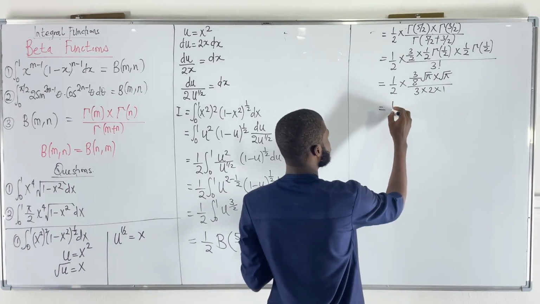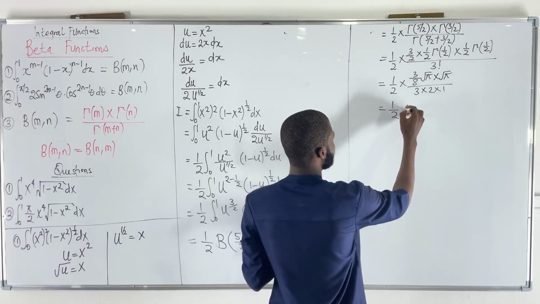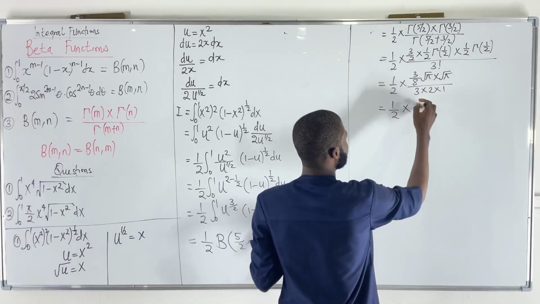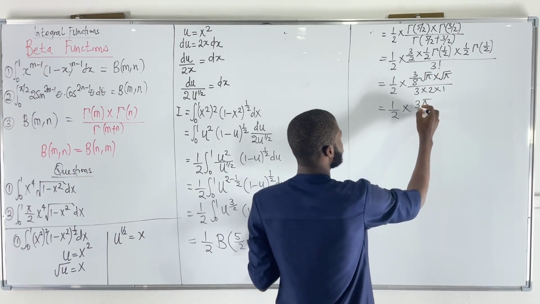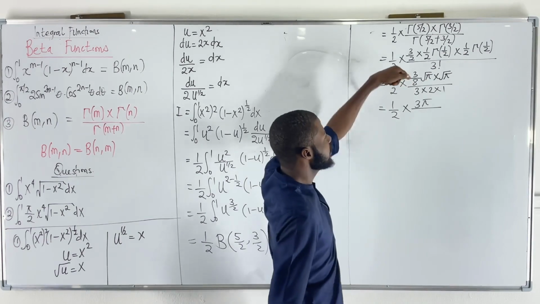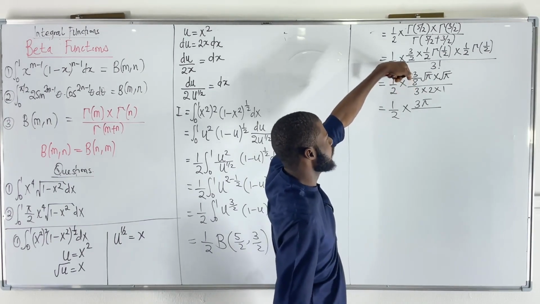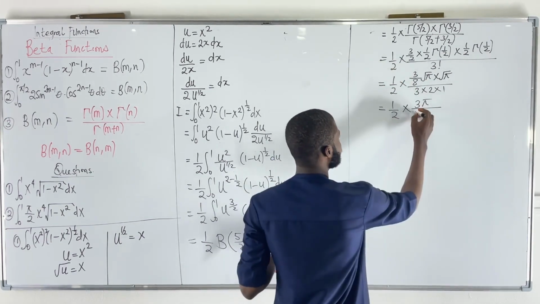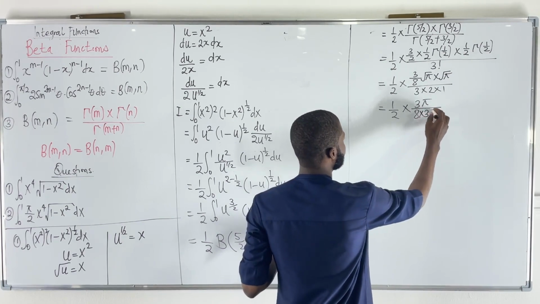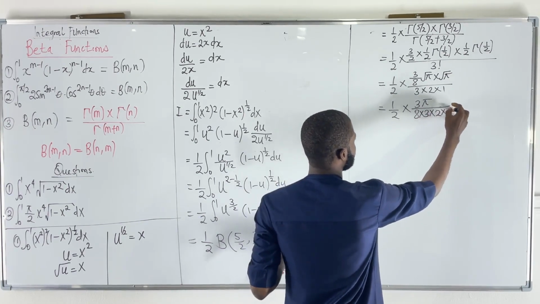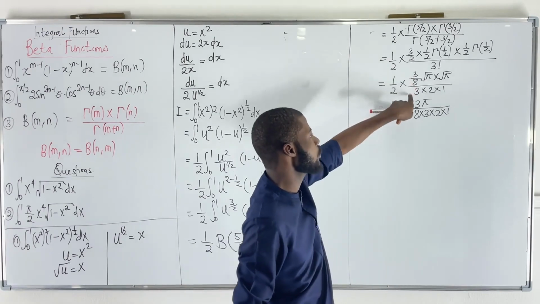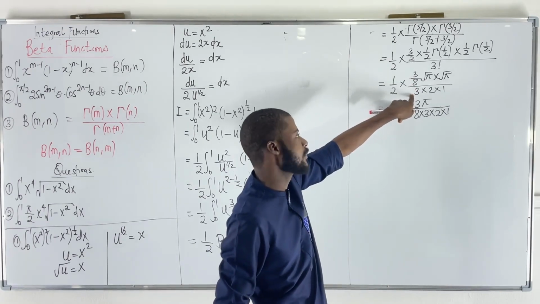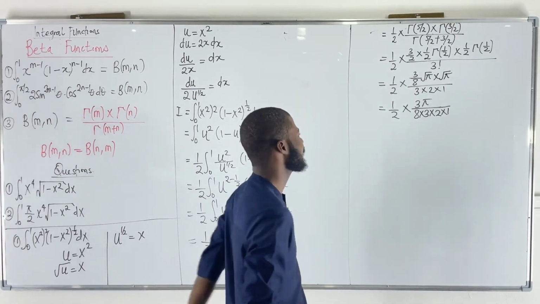Now this is 1 over 2 times, now the top remains 3, root pi times root pi is just pi. Divided by, the over 8 comes down. So this becomes 8 times 3 times 2 times 1. Now that's how fractions work. So this over 8 will come down to meet this other division sign here.